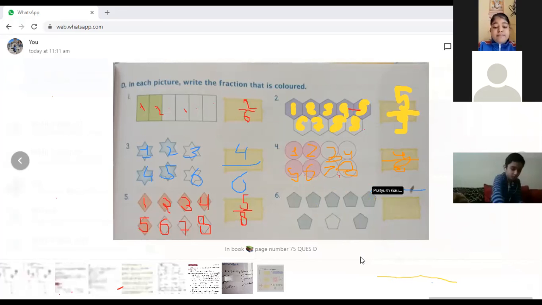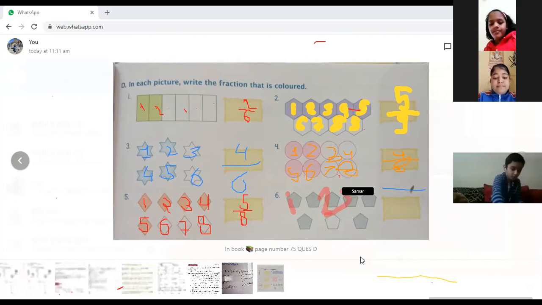Pratyush, I will put you out of the class right now. Yes, do it, Samar, quickly. Quick, beta, less than 1 minute is left. 1, okay, 2. Write down only the fraction, Samar. Write down only the fraction quickly, so that everyone can see what the fraction is. It is 7 upon 8. 1, 2, 3, 4, 5, 6, 7, 8.